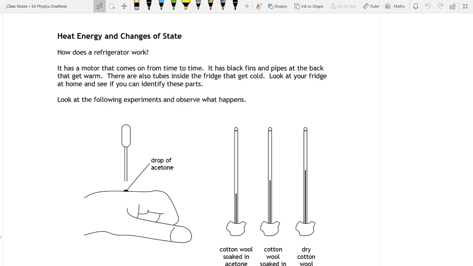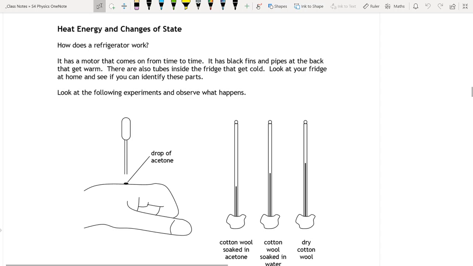So we're going to talk about changes in state first of all, and then we're going to come across another equation that we're going to use. There's also E_H. Okay, so we need to know the difference between the two. So first of all, heat energy and changes of state.